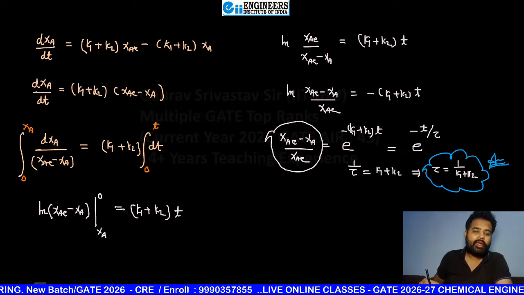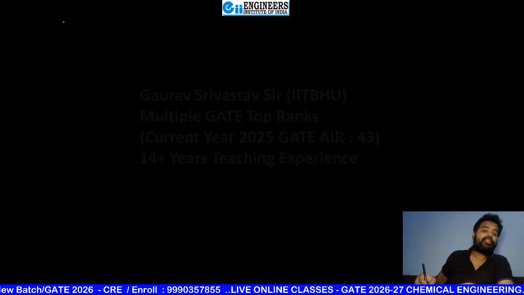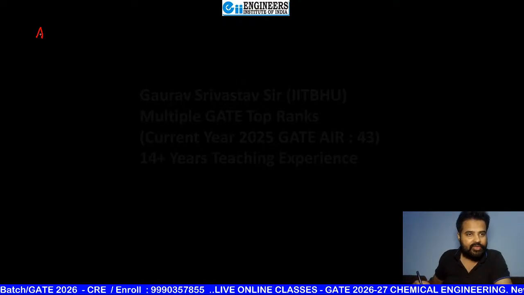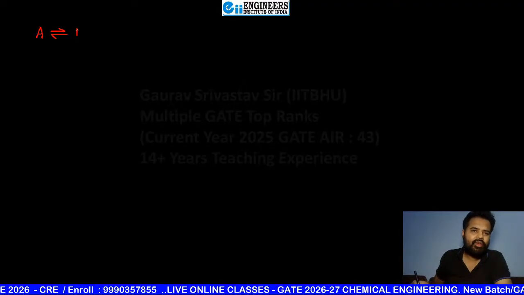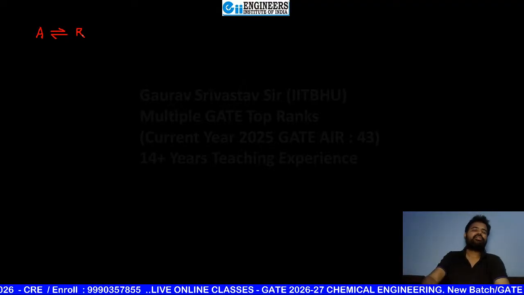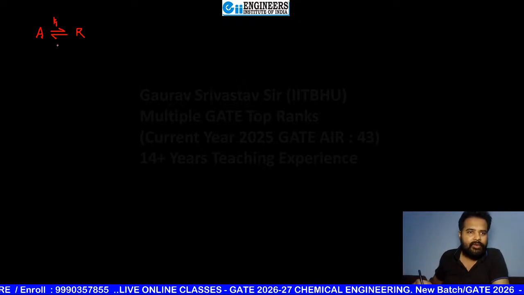So can we proceed, my dear students? Further, see that reaction, A forming B or anything you can write here. Suppose the same thing I am writing like A is forming R, with rate constant K1, and here I can write K2.